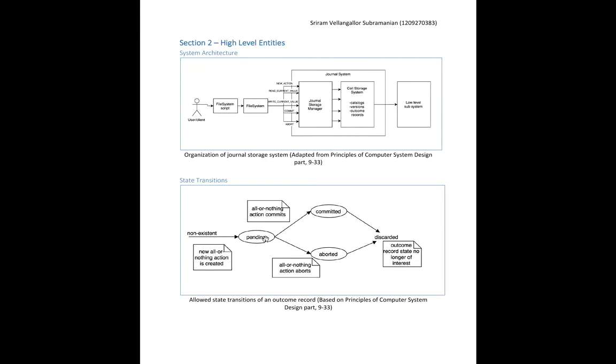And once the data is ready to be stored in persistence, it would either commit, or if a failure occurred where we need to recover, it would go to an aborted state. In either case, the outcome record state is no longer of interest, because the version is either committed in cell storage, or if it is aborted, it's reverted. So because of this, the outcome record state is discarded. These are the allowed state transitions in all or nothing.